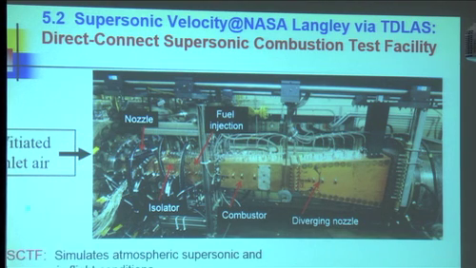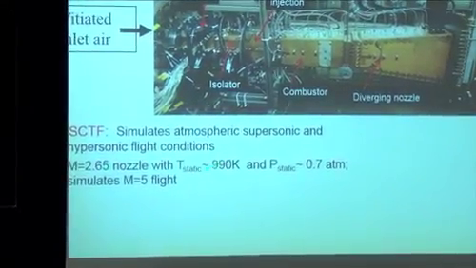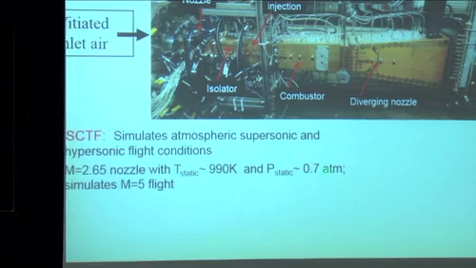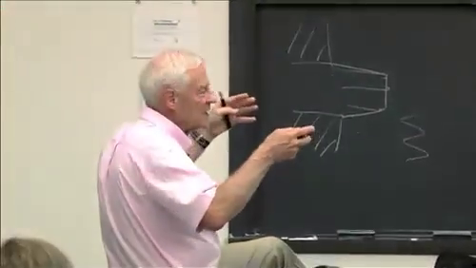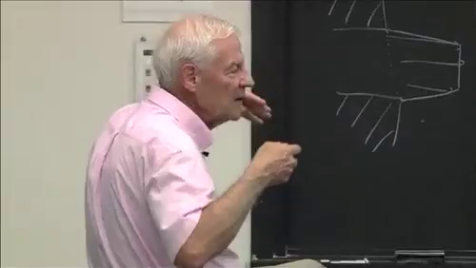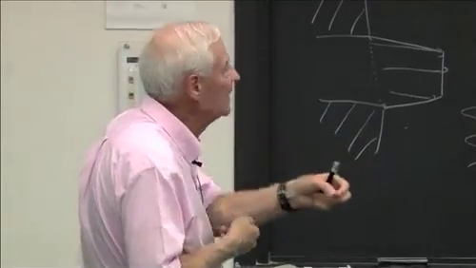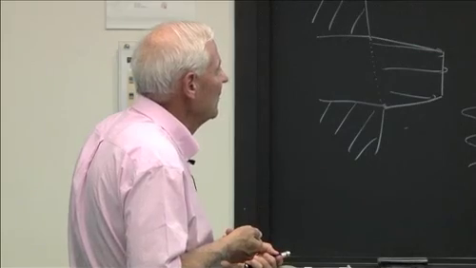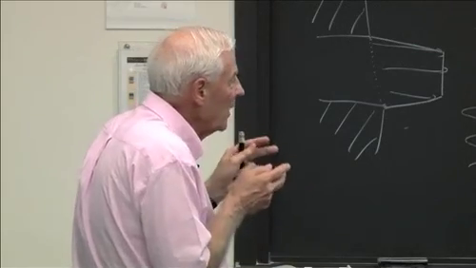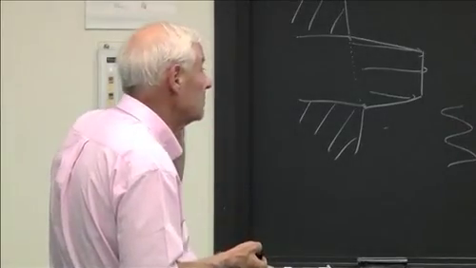See what it says here. Okay, it's a Mach 2.65 nozzle, which exhausts the gas at 990 Kelvin at 0.7 atmospheres. But that simulates Mach 5 flight, because in the supersonic scramjet, it's flying at, say, Mach 5. The air is coming in at Mach 5, but then the air gets heated up, and its Mach number when it enters the engine is down by a factor of 2 or so. So the local Mach, you have to simulate that right here. So that was the condition.